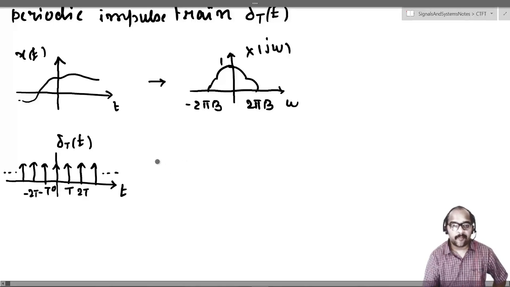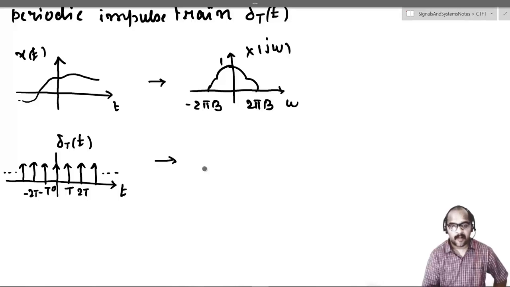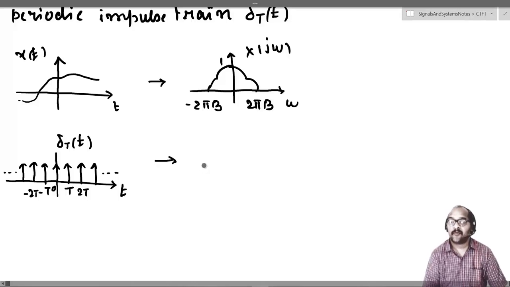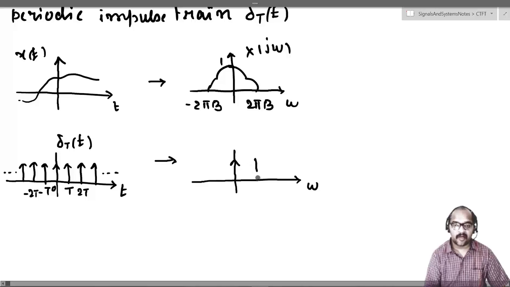If you remember the topic of the Fourier transform of a periodic signal, we have already found the Fourier transform of this signal. The periodic impulse train will have itself as the Fourier transform. That is what we have got. I'll write that down again. Because we already know that result, I'm just writing the result.